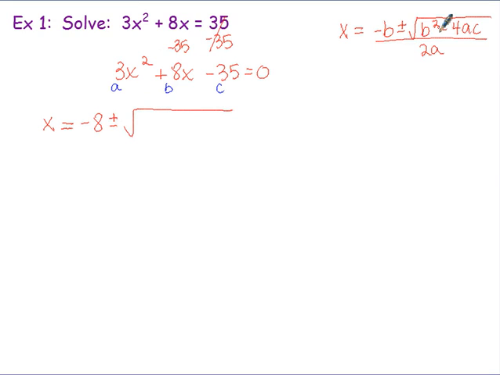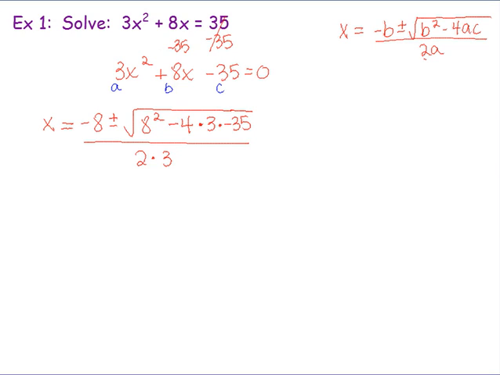Now I need b squared. So 8 squared, minus 4, which is part of the formula and never changes. Minus 4. This is multiplication. So we're multiplying it by a, which is 3, and we're multiplying it by c, which is negative 35. And then a big division bar, all divided by 2 times a. So 2 times your a value of 3. That's the plugging in part. Now we're on to the simplifying part.